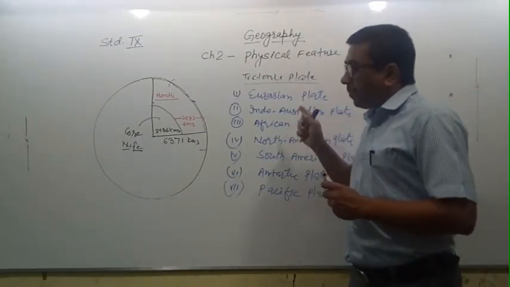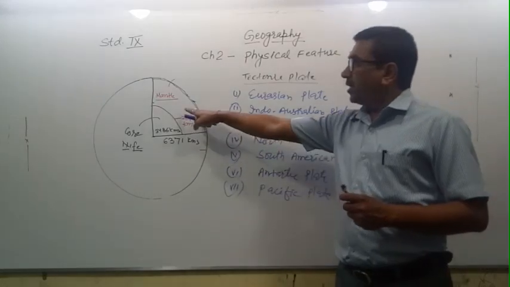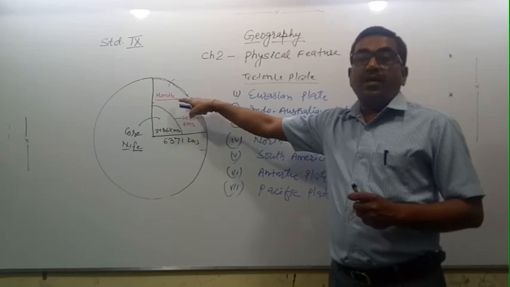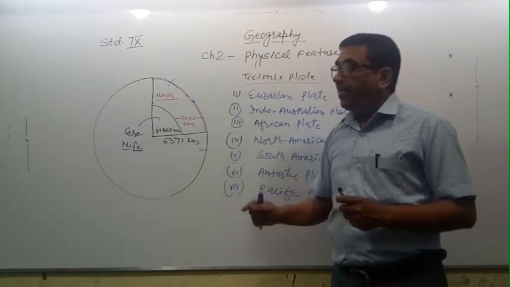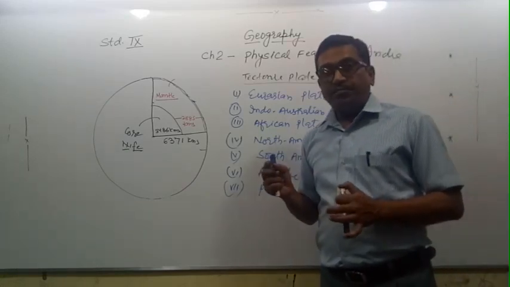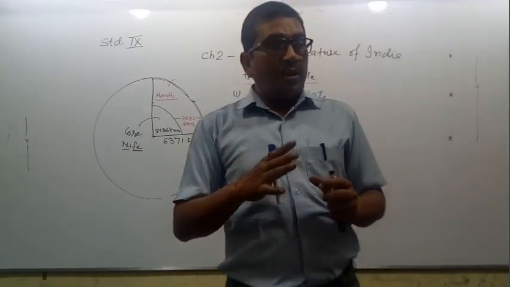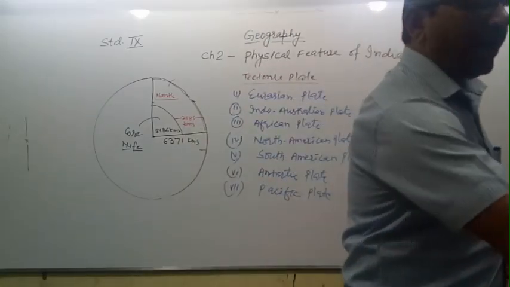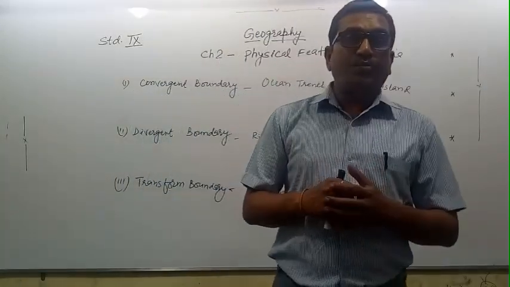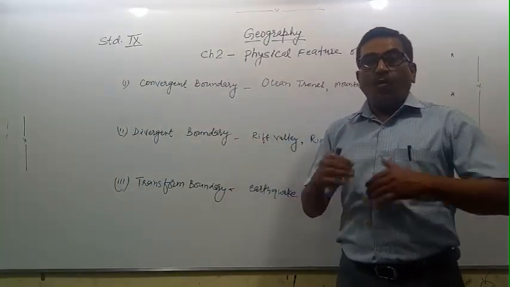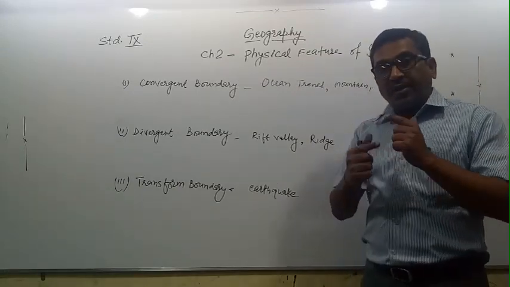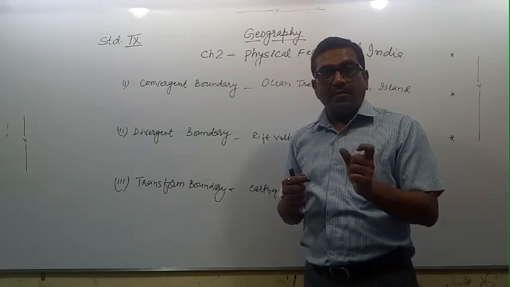What makes these plates to move? Simply the convection current in the mantle. Convection current in the mantle makes these plates to move. Now we have got the plate movement, different types of plate movement. We have discussed that the plates move and what the causes of the movement of the plate are. The convection current in the mantle.